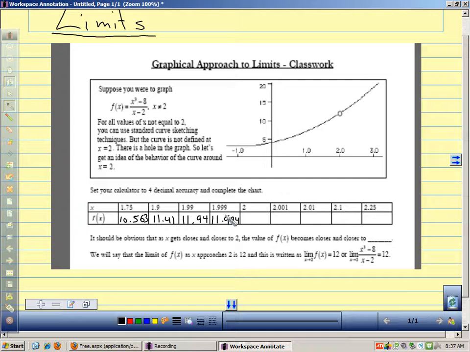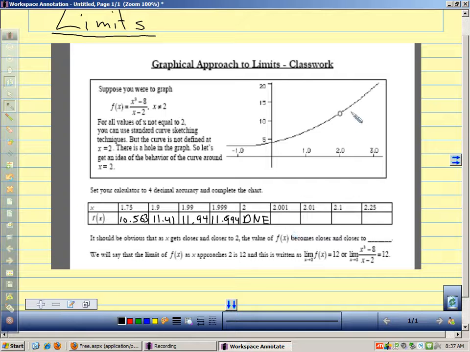So what is our function getting close to? 12. At x equals 2, our function does not exist. We write DNE, does not exist. So I just say NA, you could say NA, yeah.